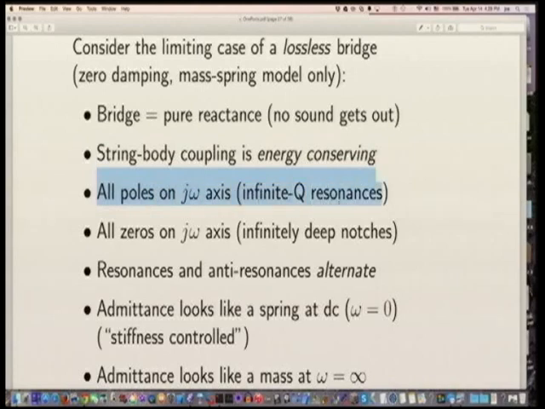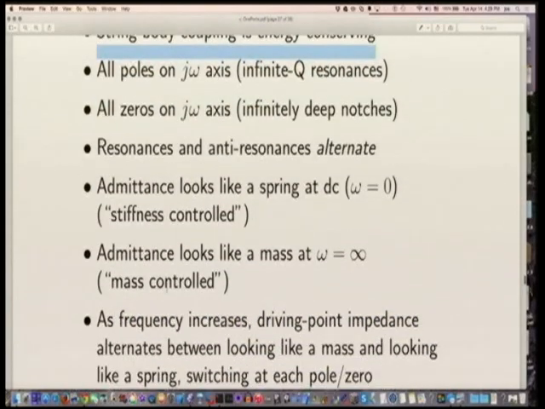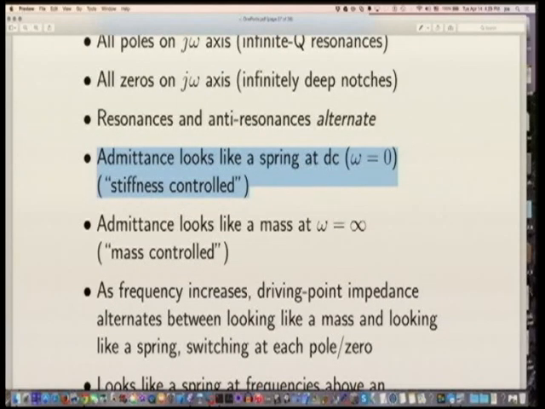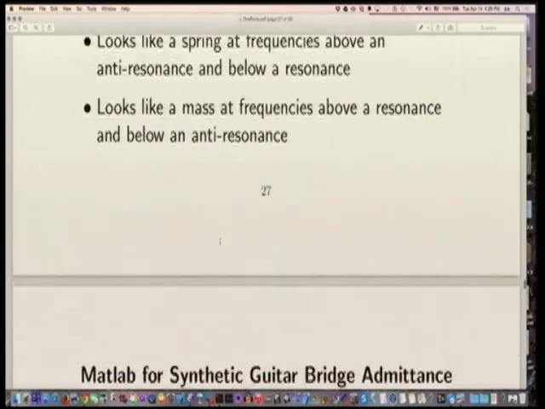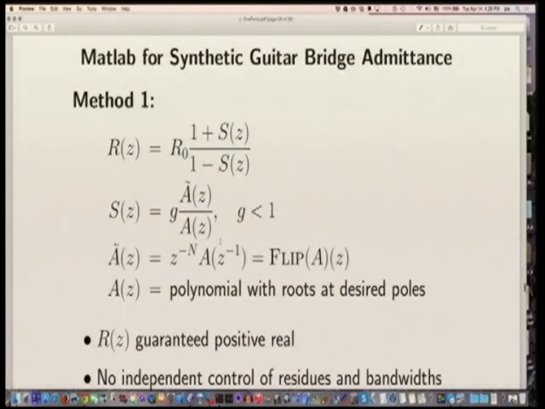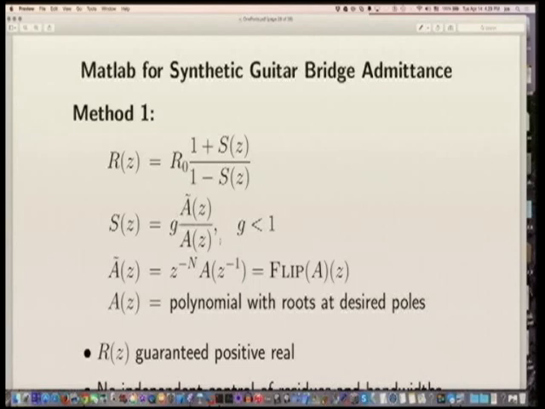If we look at the admittance, we'll see all of the poles and zeros interlacing along the j omega axis with infinite Q. And so we'll see the same phenomenon of looking like a spring at DC, looking like a mass at infinite frequency, and alternating in between. So now, we know this, we've talked about this. Okay. So it alternates, so we know how that looks. We saw the diagram.